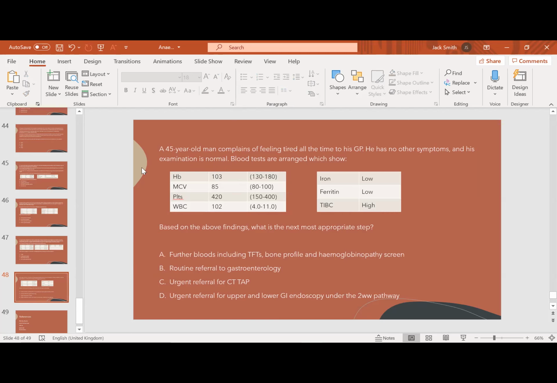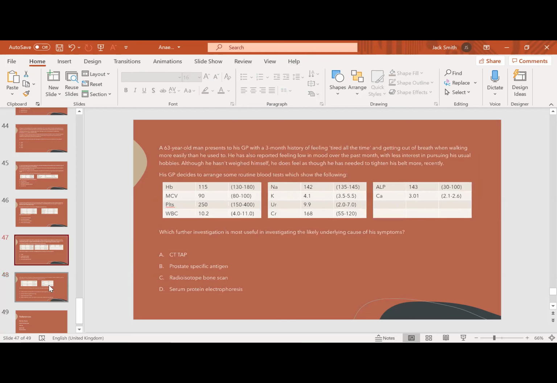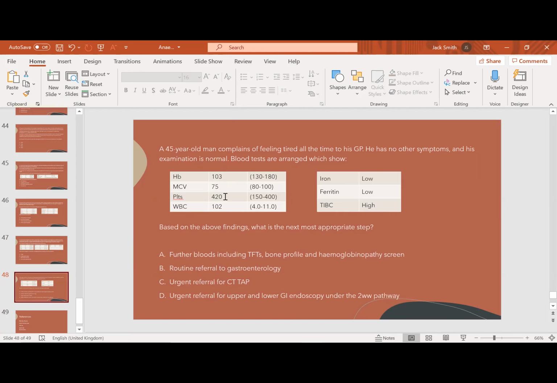So 45 years old, tired all the time, no other symptoms, HB of 103. And that should be that either. No, I have just copied that over from a previous one. I do apologise for this, guys. Yeah, I copied that over from the leukemia one, actually. That's where the white cells are 102. That can be, let's just say 7.5. Fine. Sorry about that. So he's got HB of 103, MCV of 75, normal platelets, normal white cell count.